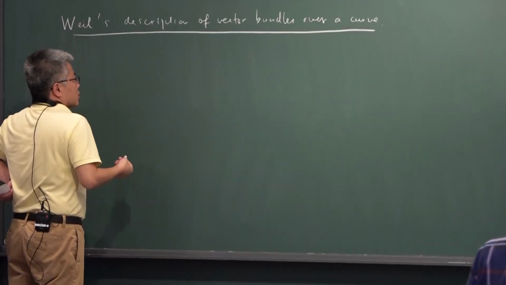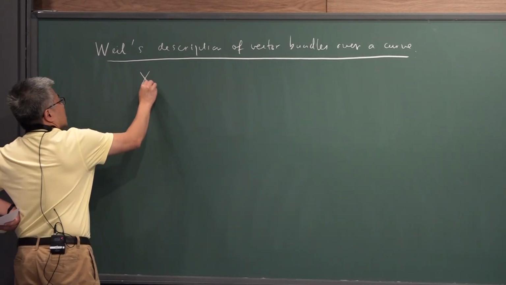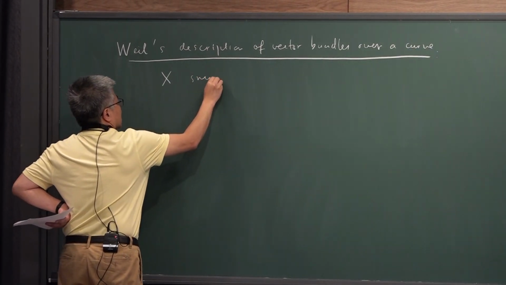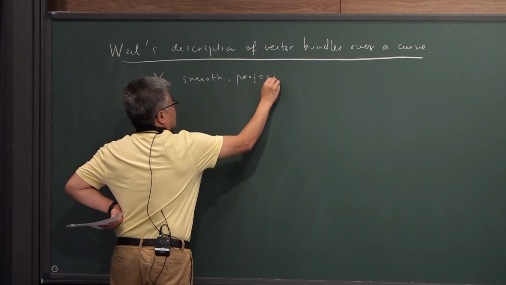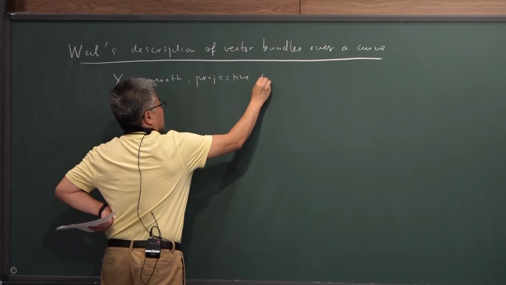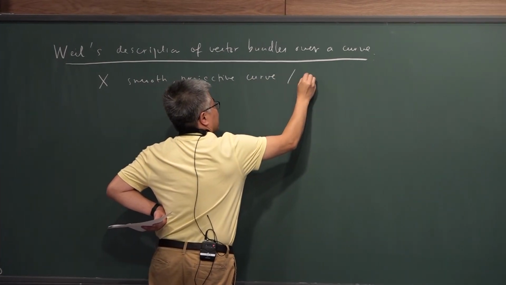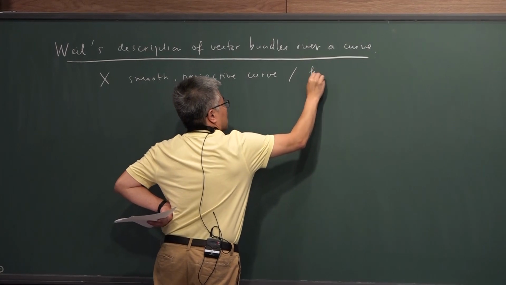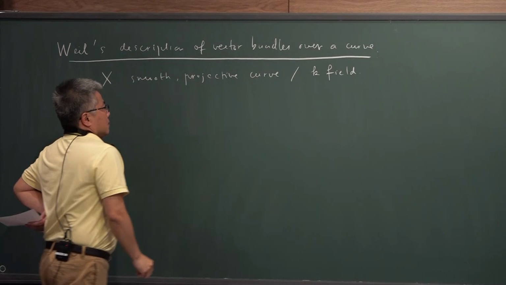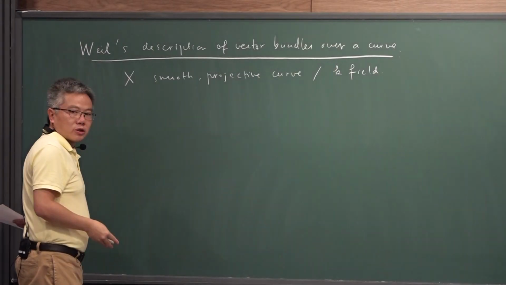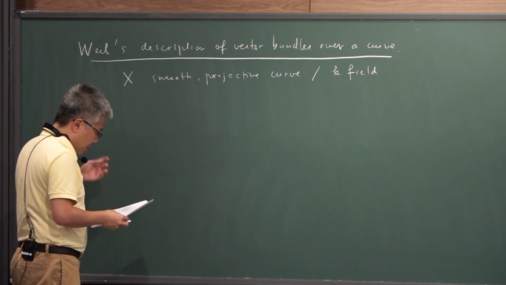So we always start with moving on some given curve. So X is a smooth projective curve over the field K. Later you make some more assumption on K, the field that you work with, but right now it can be an arbitrary field.